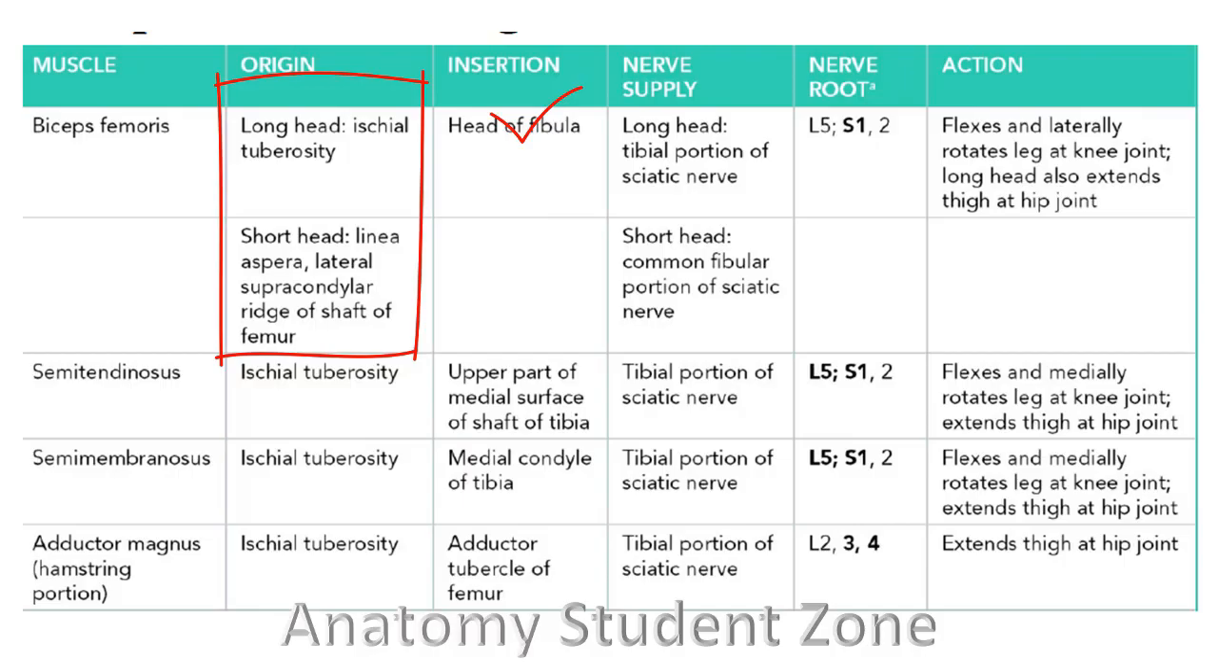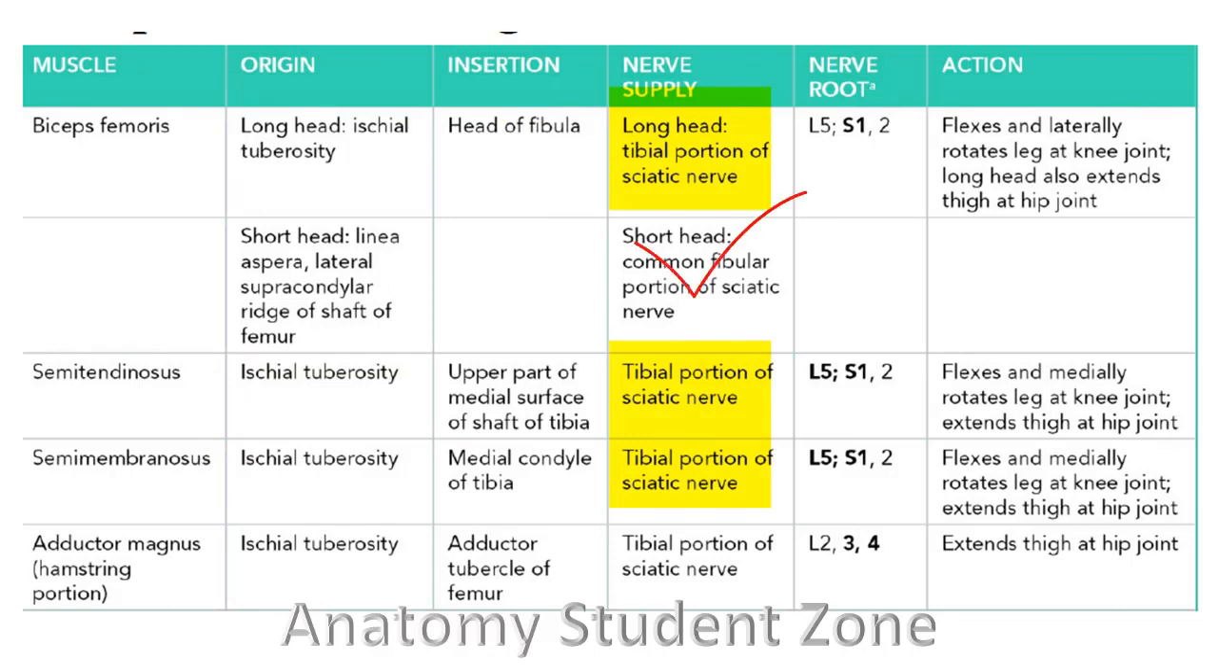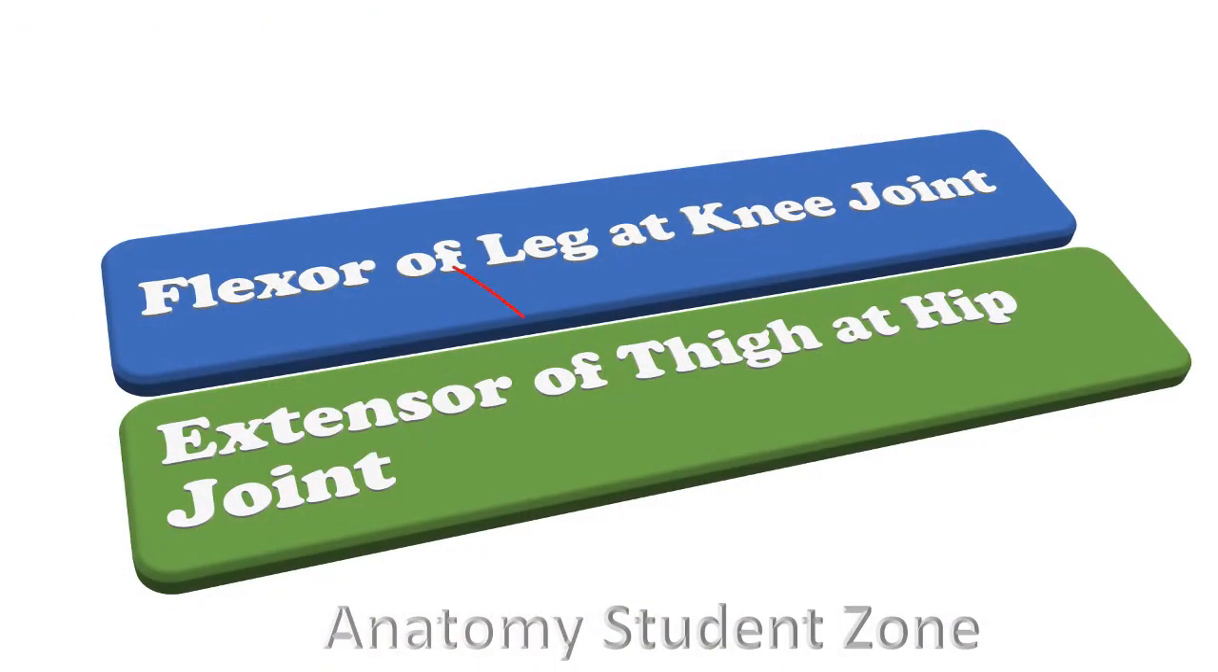So all hamstrings are supplied by the tibial portion of the sciatic nerve, except the short head, which is not part of the hamstring. That's why it is supplied by the fibular portion of the sciatic nerve. You all know that the muscles of the posterior compartment are extensors of the thigh at the hip joint, and they are flexors of the leg at the knee joint.